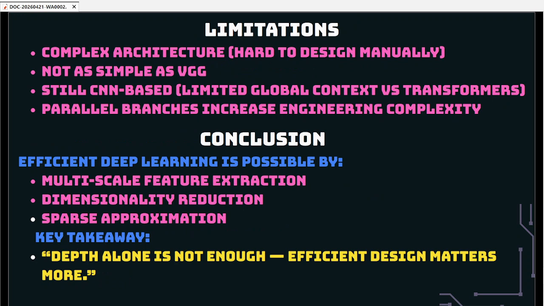With some advantages come some limitations also. It had a complex architecture. It was not as simple as VGG. But in conclusion, we can say that efficient deep learning is possible by multi-scale feature extraction, dimensionality reduction, and sparse approximation. Key takeaway is depth alone is not enough.